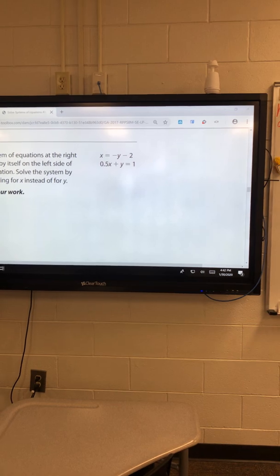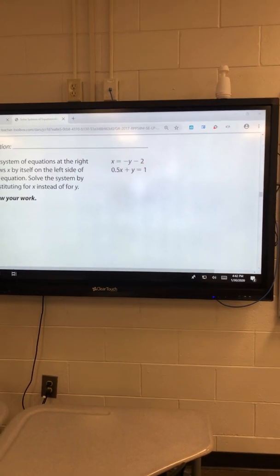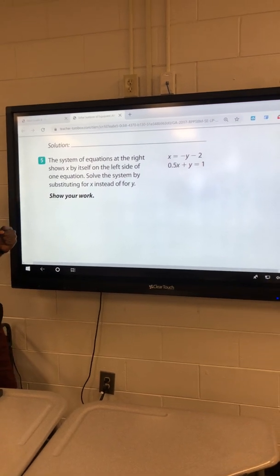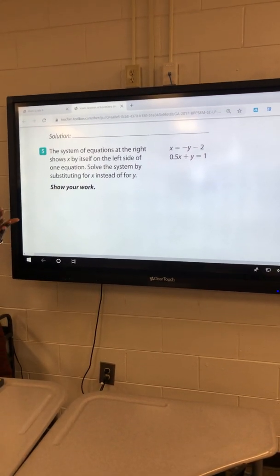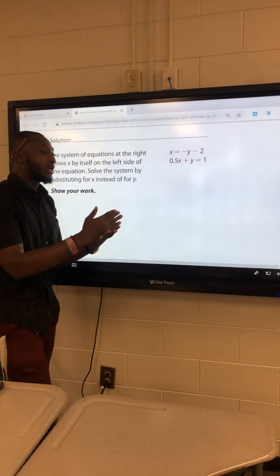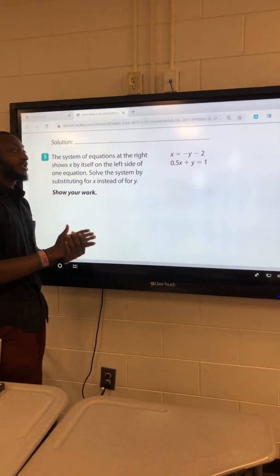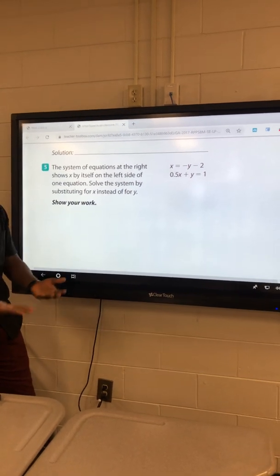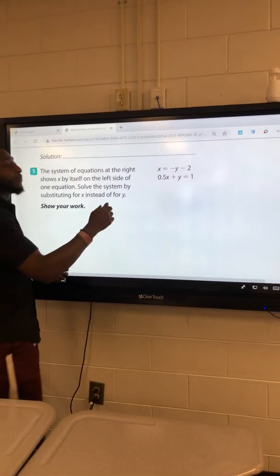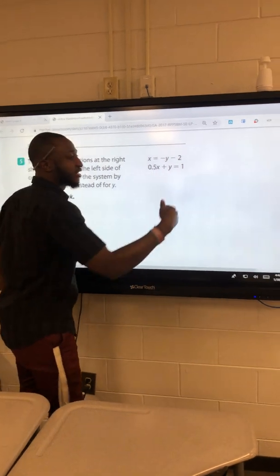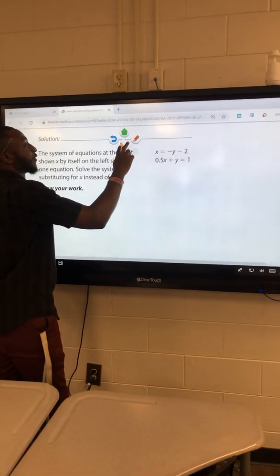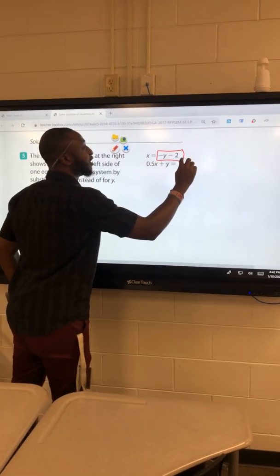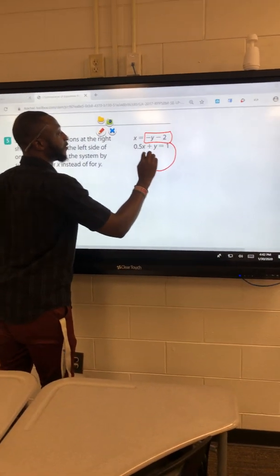Okay. Solve the system by substituting for x instead of y. So we're not really doing anything different. The only difference is in the 4 steps that I gave you, instead of saying y, I'm using x. I said plug in the value of y into the other equation. This time I'm plugging the value of x into the x in the other equation. So the steps are still the same. I'm just using the value of x instead of the value of y.